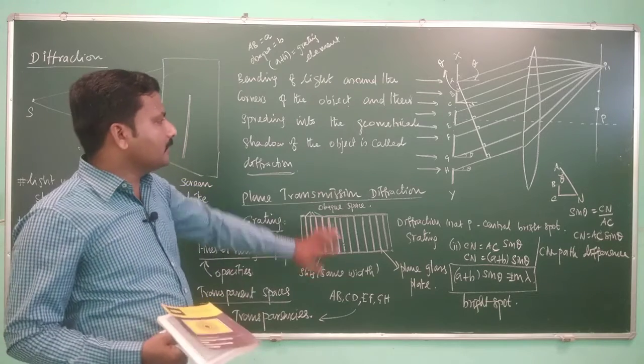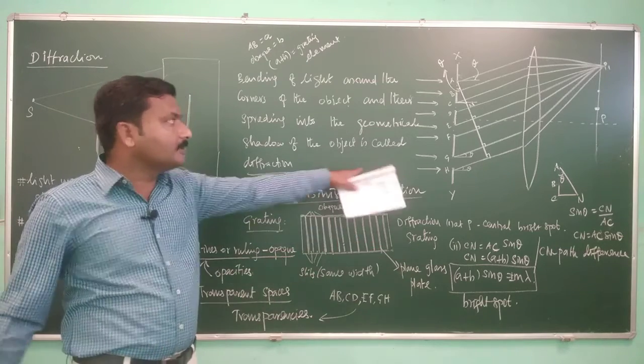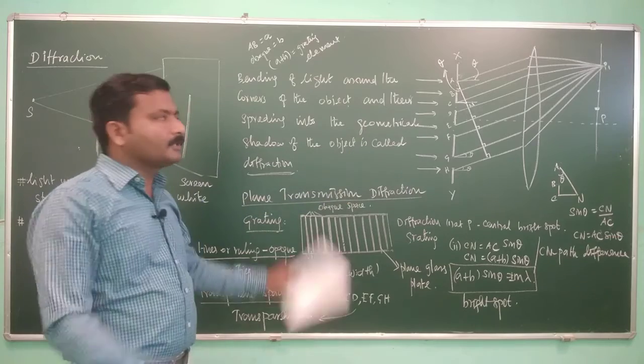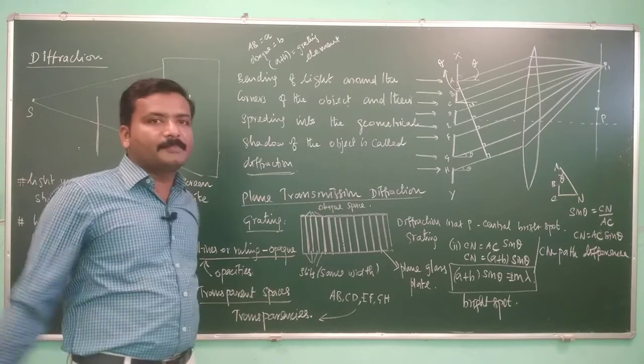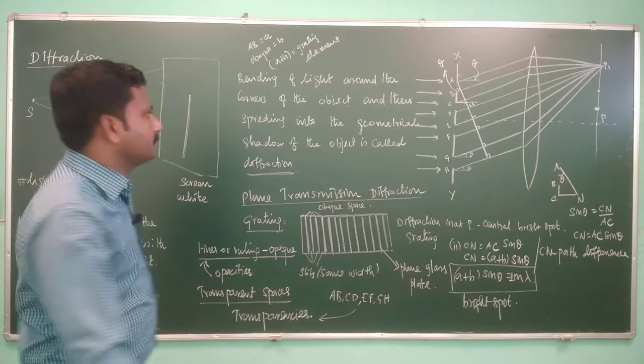Okay, so with this theory and this equation, one can calculate the wavelength lambda of the incoming light ray using this transmission grating. How to calculate that? It is a simple experiment that we will discuss in the second part, or next part, of this lecture.